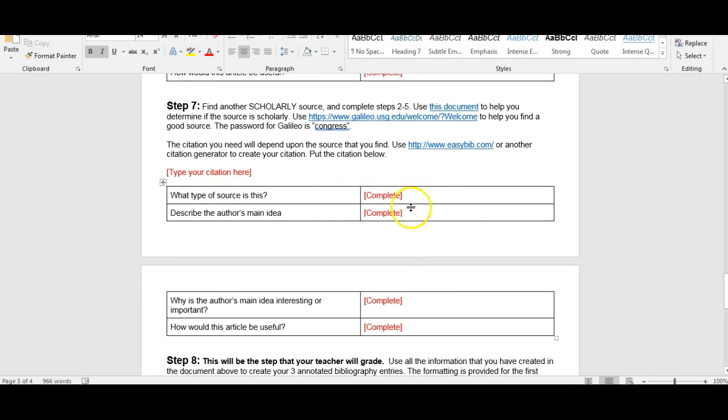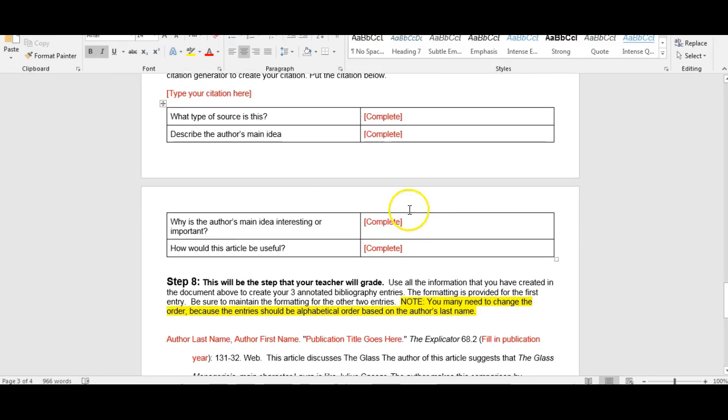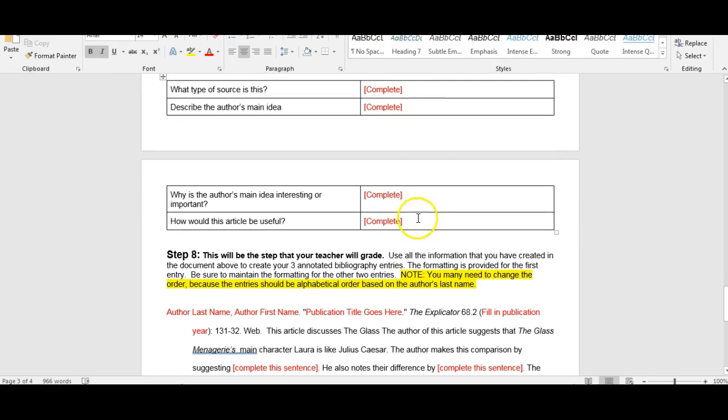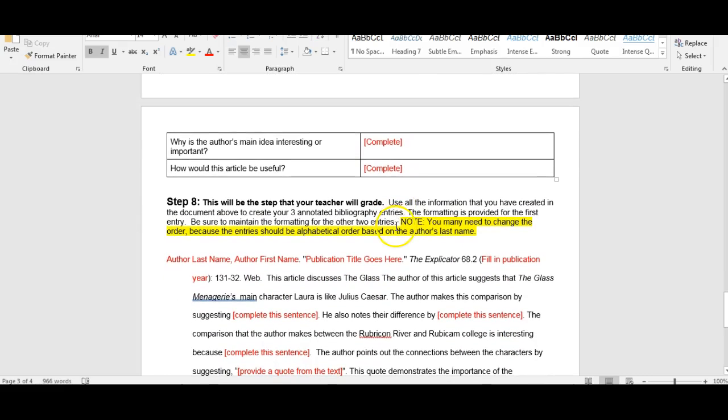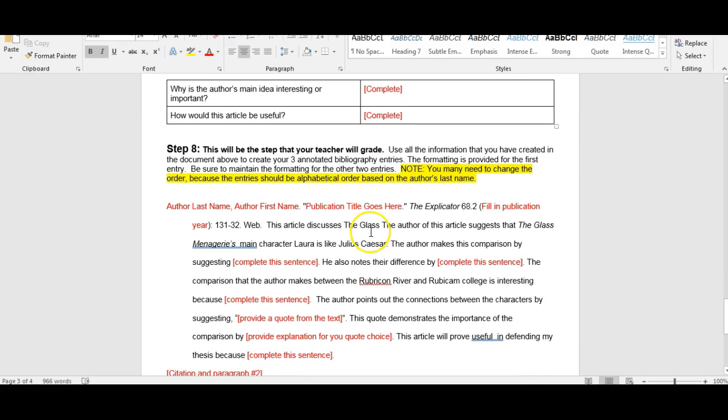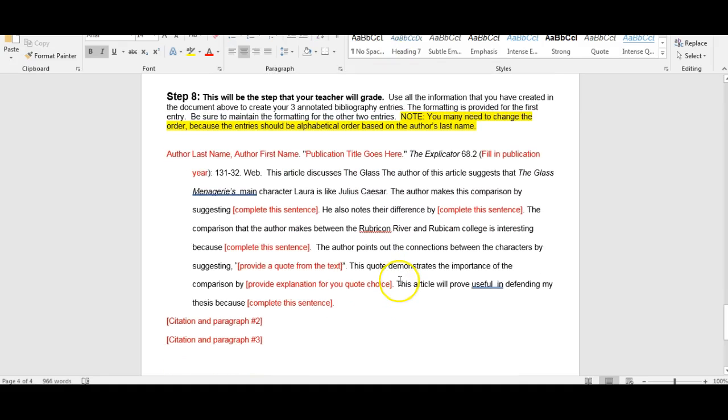Then tell me, what is it? Is it an article? Is it a chapter from a book? Which one is this? All right, and then tell me what it's about. Why is it interesting or important, and how is it useful? There you go. And then step 8 is basically putting all of that information together.